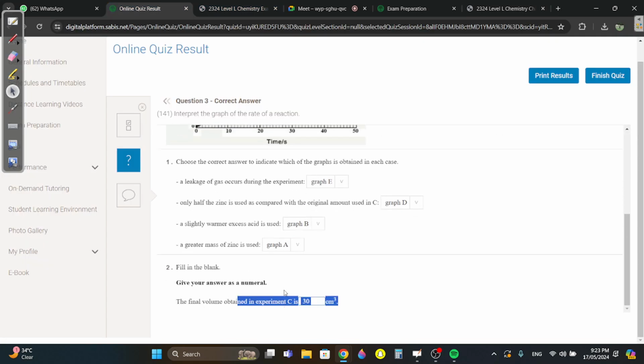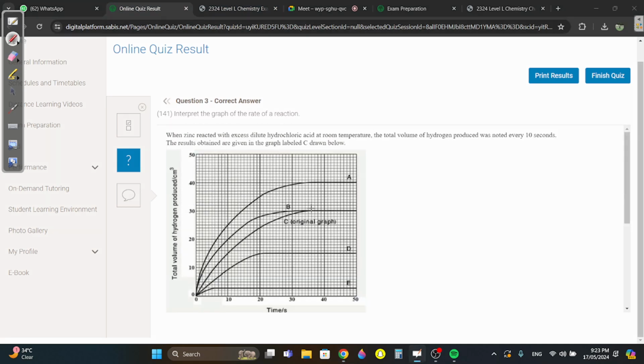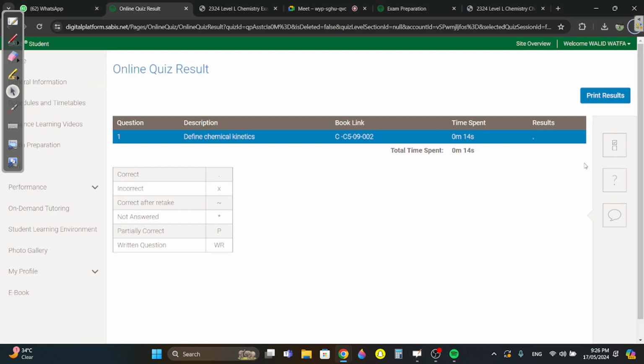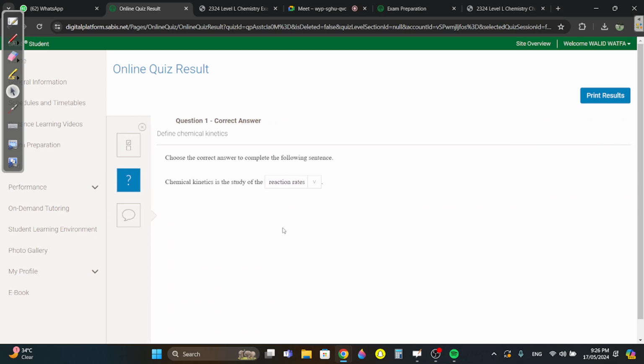Now part B. What's the final volume obtained in experiment C? You just go to graph C over here. What's the final volume? Just trace it: 30. That's it. Okay, now 9.2.